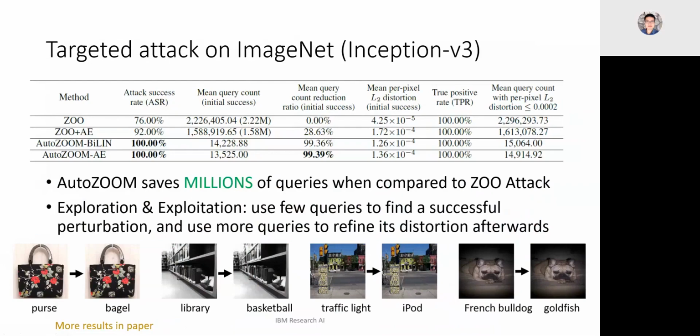Here are some more examples of how AutoZOOM works on ImageNet. Basically, AutoZOOM can save millions of queries when compared to our first attack, the ZOO attack. What it's actually doing is using a few queries to find successful perturbations, and then using more queries to refine the perturbation such that the final image will be similar to the original image, but still have this adversarial effect.